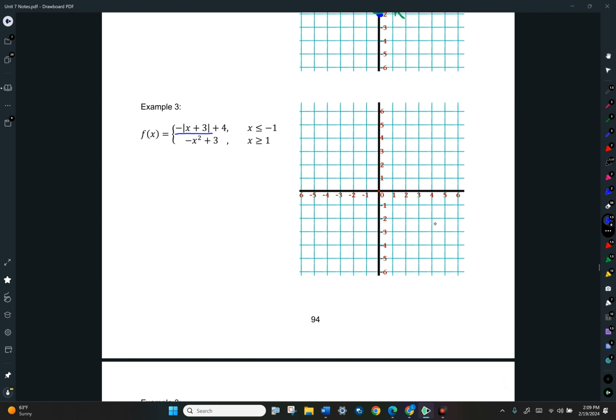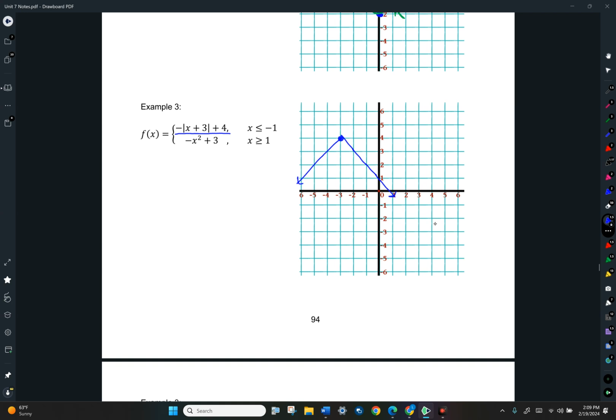This is going to be an absolute value graph. Completely ignore the second piece. So absolute value, 3 to the left, 4 up. And notice the absolute value is opening down because of that negative out in front. So I would have all the way this direction and all the way, if I wanted to extend it on out, I would have all the way that direction.